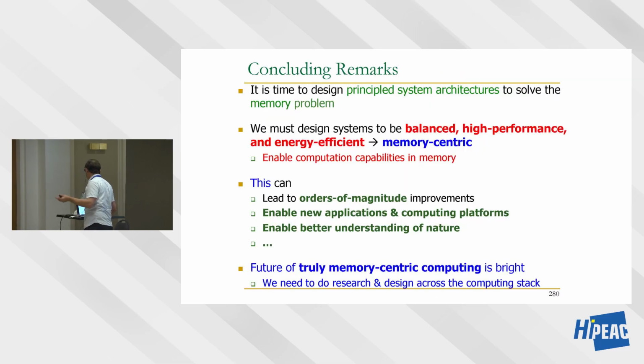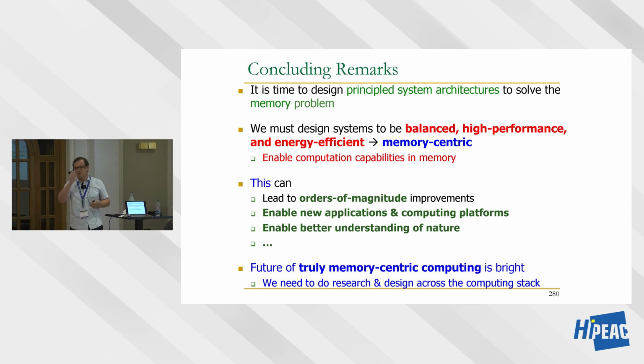Okay, so I think concluding this memory-centric computing lectures, we really need to start designing principled system architectures to solve the memory problem, because that's our major problem. We need to be more balanced in our system design, and we want high performance, efficiency, and sustainability. That all requires us to be memory-centric. We need to enable computation capabilities in memory. This can lead to orders of magnitude improvements in performance and energy. I've already shown you a lot of that.